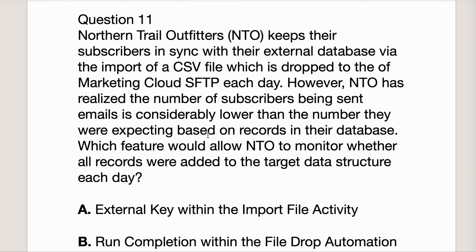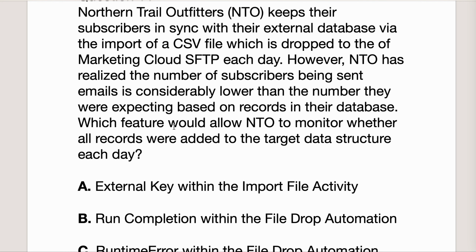And this question is: Northern Trail Outfitters keeps their subscribers in sync with their external database via the import of a CSV file, which is dropped to the Marketing Cloud SFTP every day. So there's a file being dropped every day. However, NTO has realized that the number of subscribers being sent email is considerably lower than the number they were expecting based on the records in the database. So basically, emails are going out less than the number of records they have in the database.